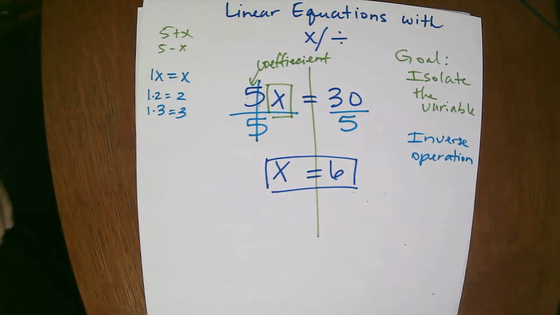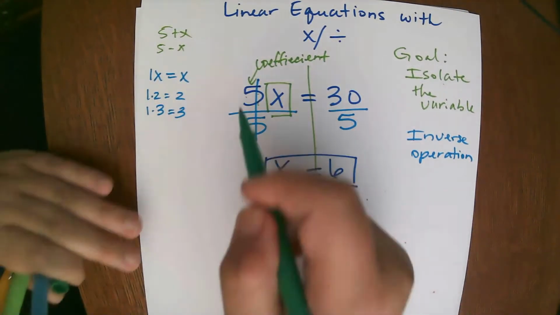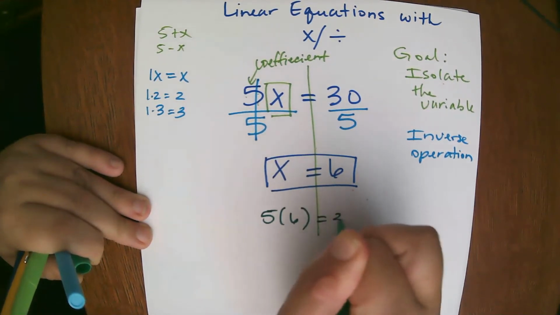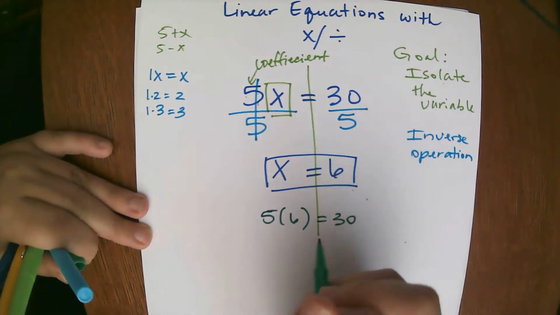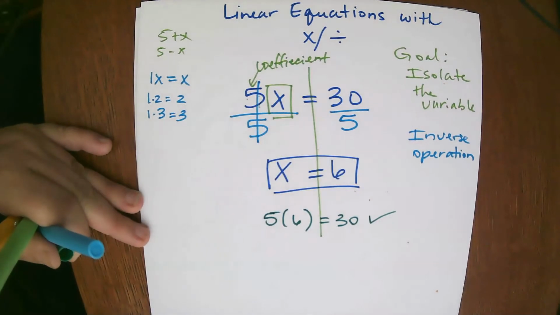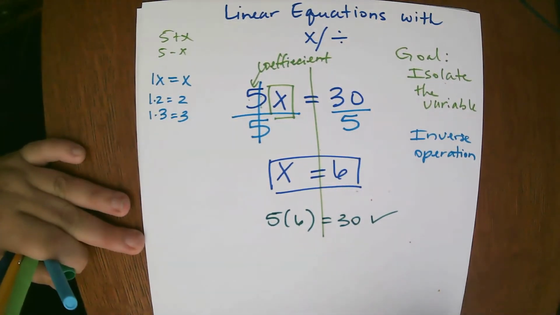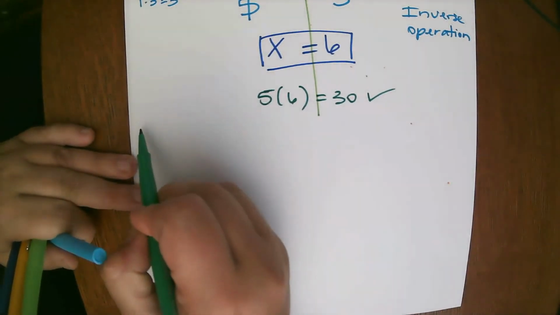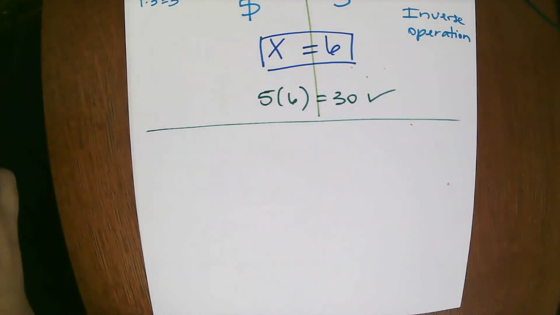We can check these like we checked the other ones. So we can plug in 6 for x. So 5, and instead of x, times 6 equals 30. Well, 5 times 6, does it equal 30? Yep. Is our equation balanced? Absolutely. So let's look at another example.